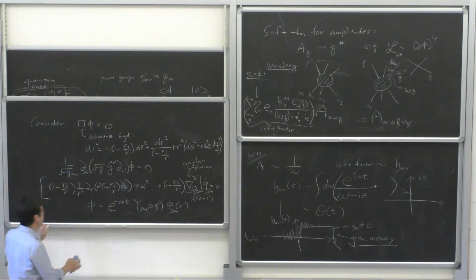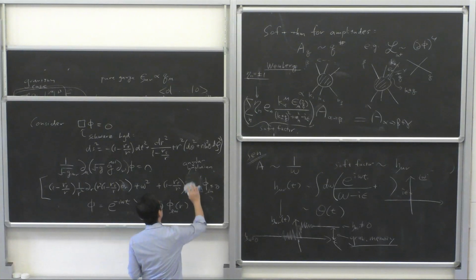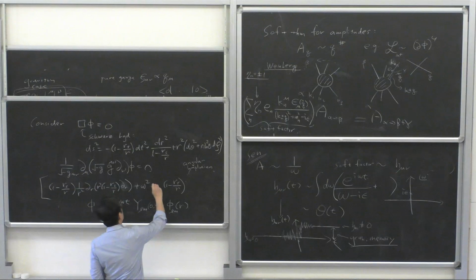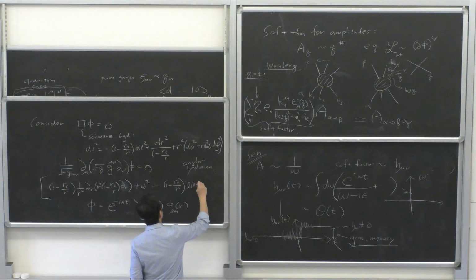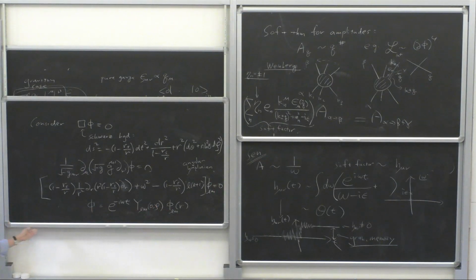So this is the equation. Let me clean this up a little bit. So there's a minus sign, L plus 1, phi LM equals 0. Let me make a comment about this already.